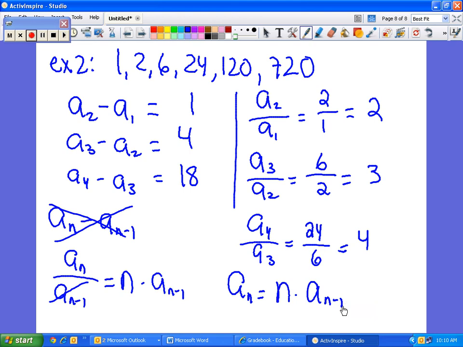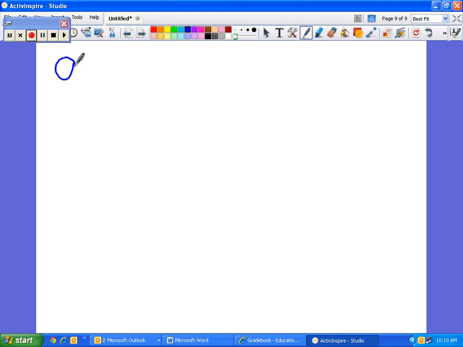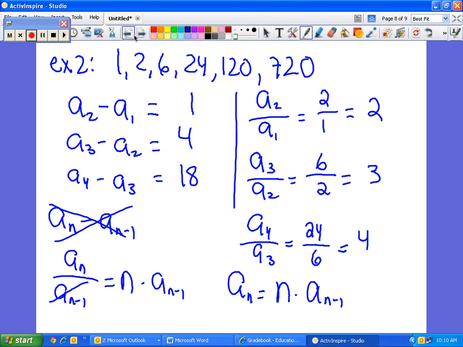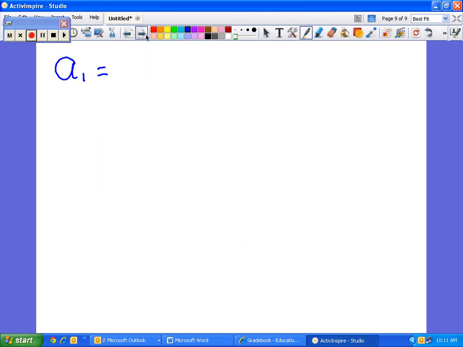Okay, now we just need a recursive definition. So what's my initial condition? A sub 1 is what? A sub 1 was 1. A sub 1 equals 1. And a sub n is equal to n times a sub n minus 1.